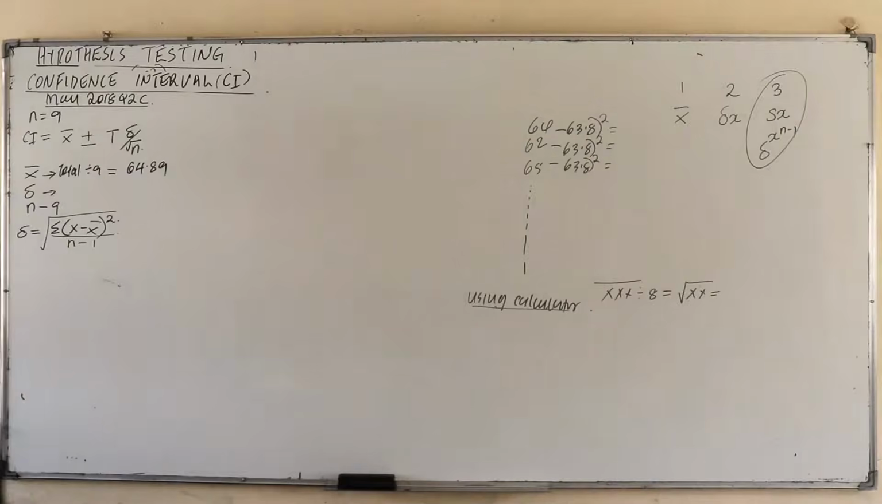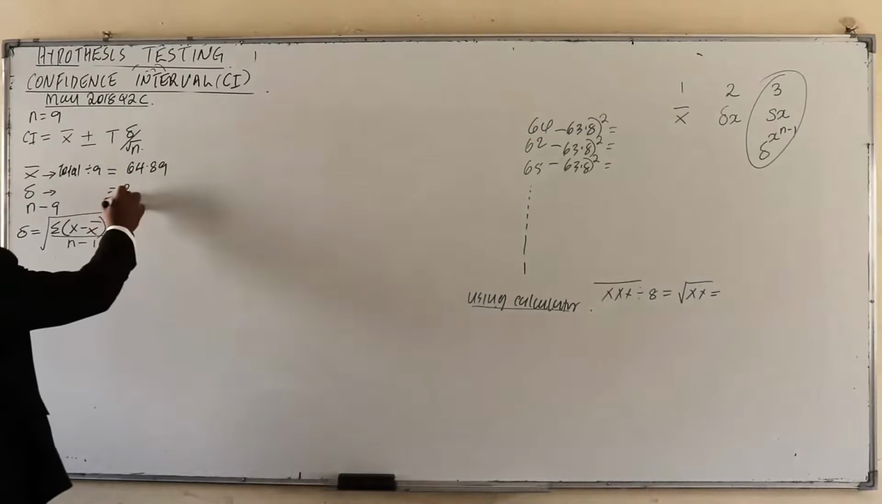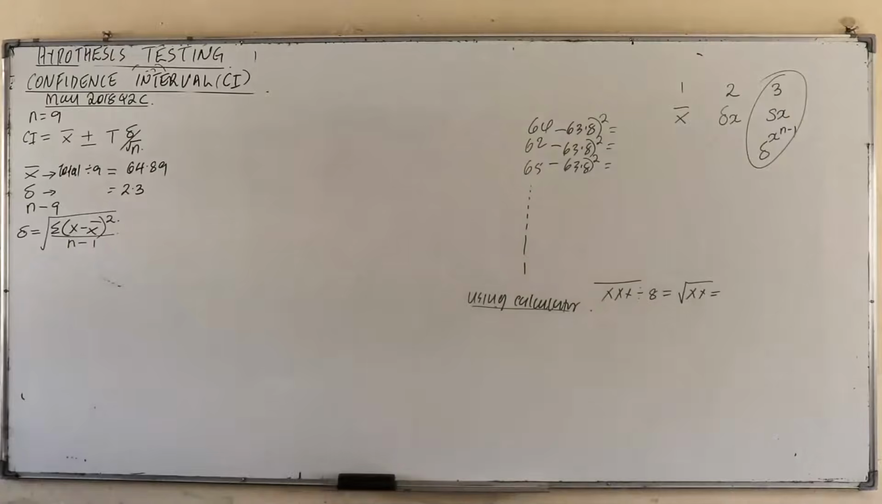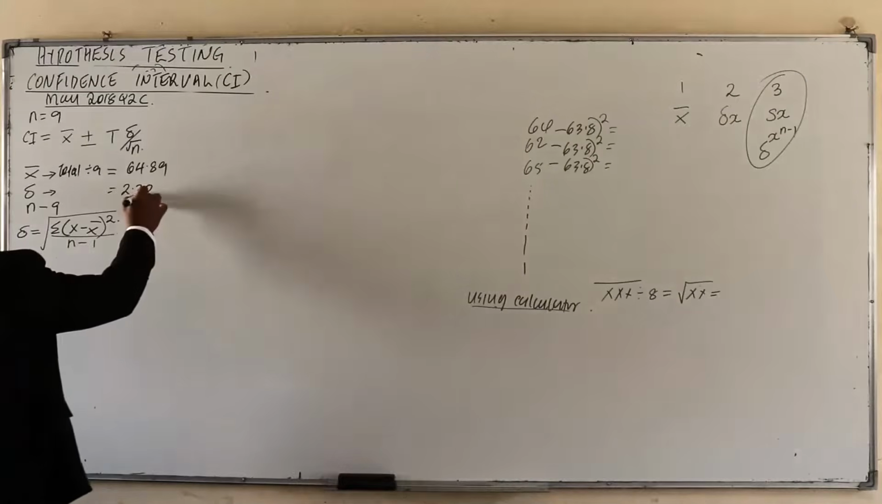What do you get? 2.3, 2. Okay, what are you getting? You have cleared and I have done the correct thing. So 2.3, 2. So that's the standard deviation.